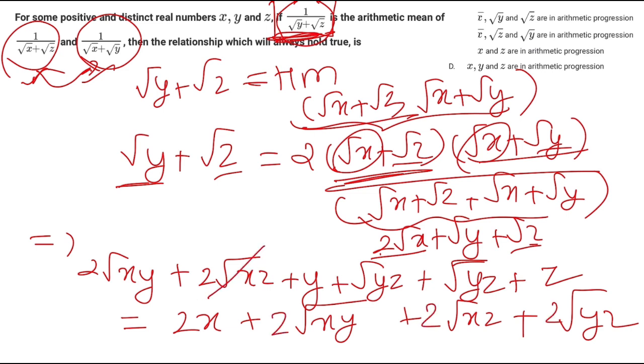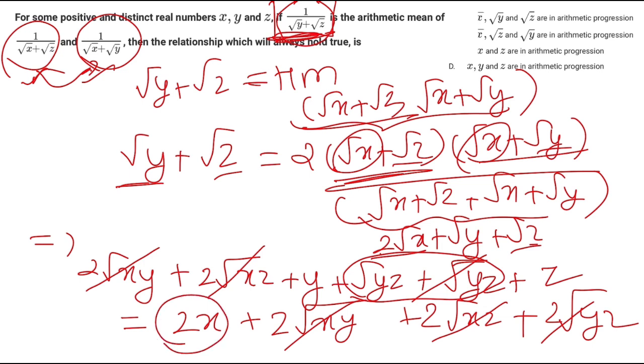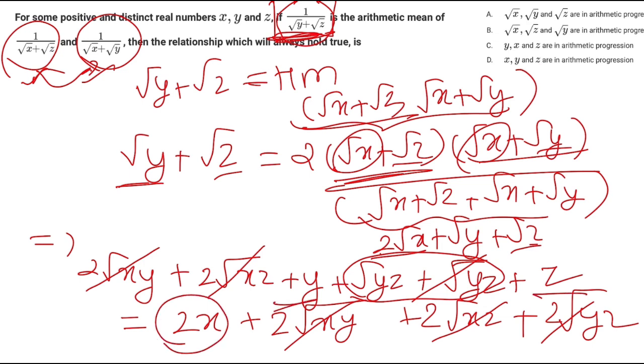Now very clearly 2 root xz, 2 root xz gone, 2 root xy, 2 root xy gone. Root yz plus root yz is 2 root yz, cancels out. And finally what we have is 2x is equal to y plus z. Once again, we can very clearly observe it is our C option. y, x and z are in AP.